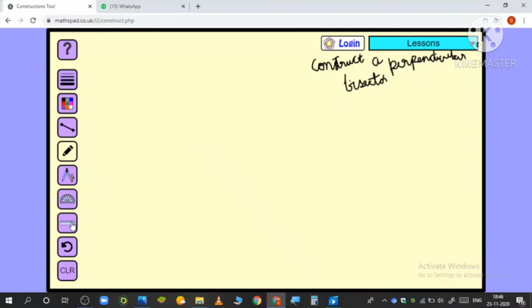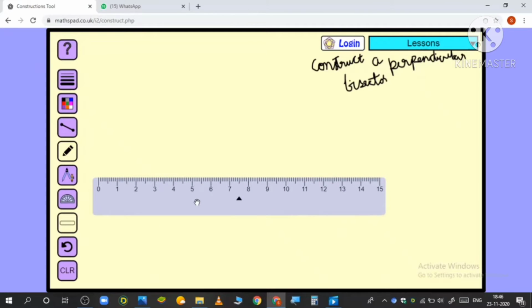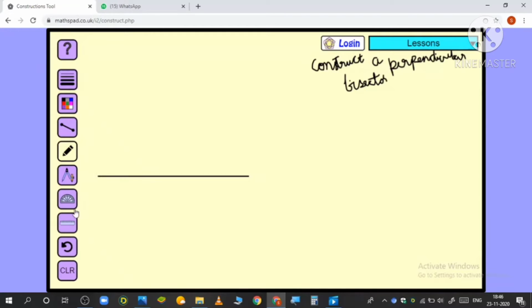Given a line segment AB, we want to construct its perpendicular bisector. Steps of construction. Step 1. Draw a line of given measurement and name it as AB. The given measurement here is 8 cm.